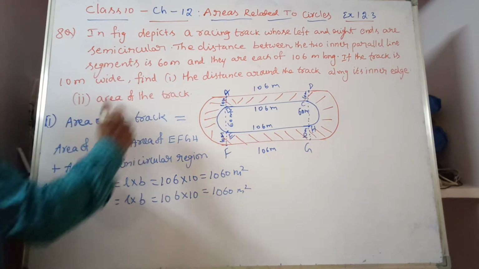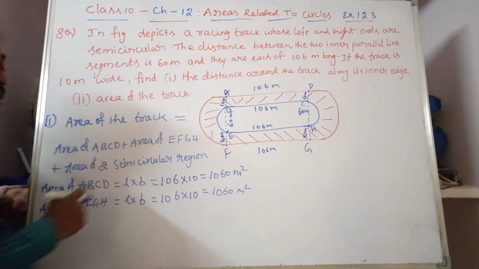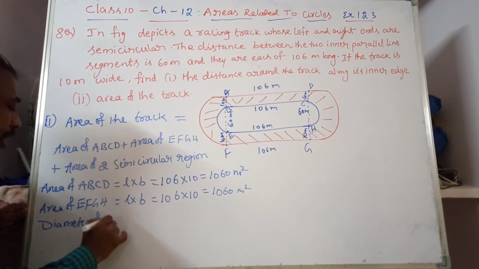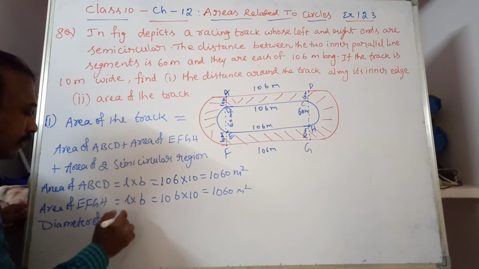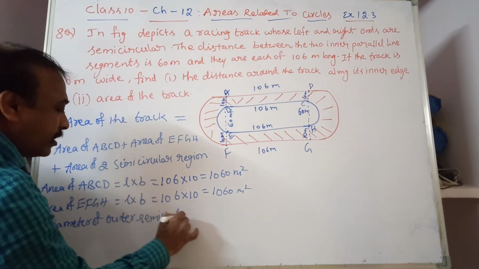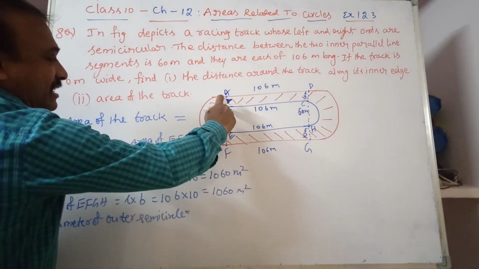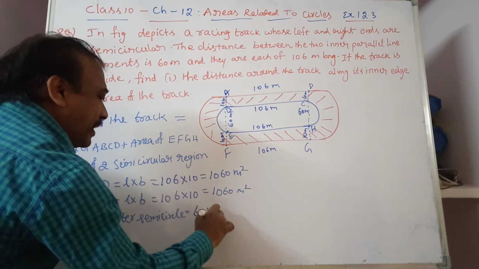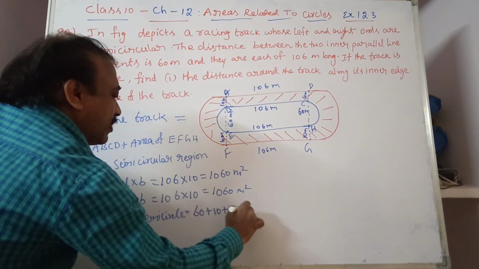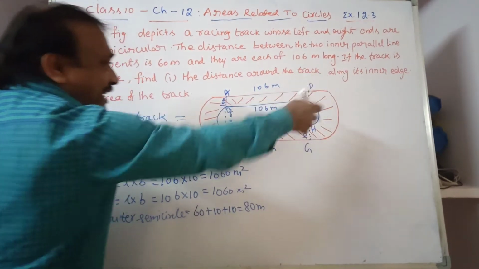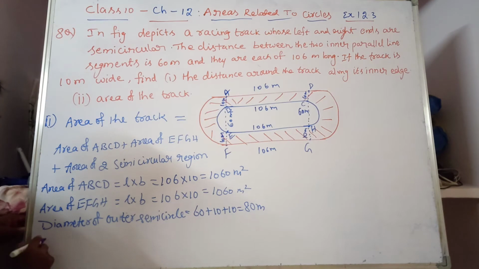Now the area of the circular region, the semicircular region. The diameter of the outer semicircle is, from the inner semicircle up to here, 60 plus 10 plus 10, which is 80 meters. So this side also it is 80 meters. Now the radius of the outer circle.